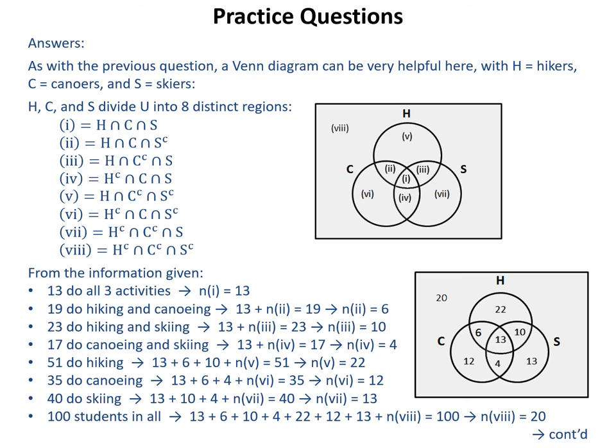And finally, for skiing, we have 40 who do skiing. So from 40, we subtract 13 and 10 and 4, and that gives us 13. That goes into region 7.